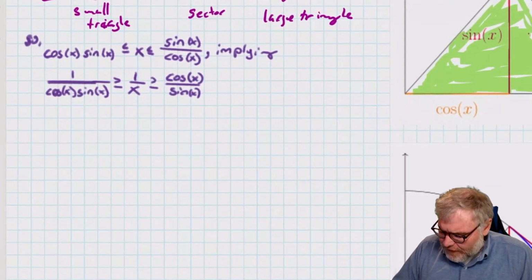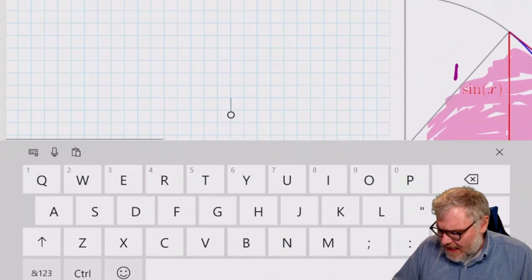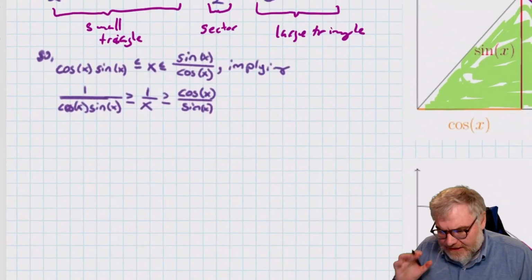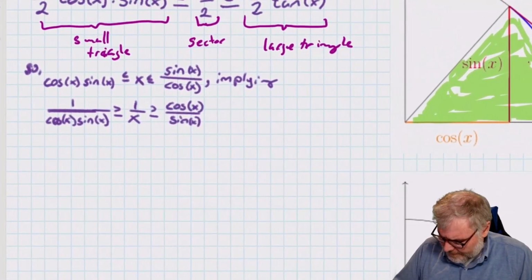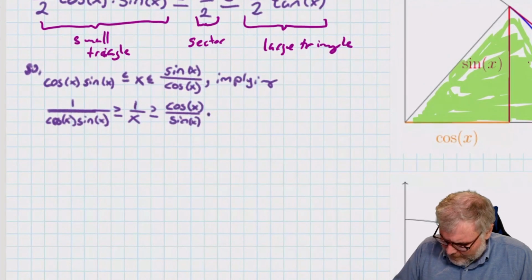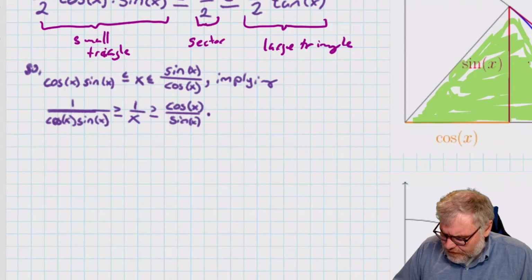Okay, so I flipped everything in here. And remember that sine of x is not actually 0. We're talking about near 0. Okay, now what I'm going to do here is go ahead and multiply through by sine of x.